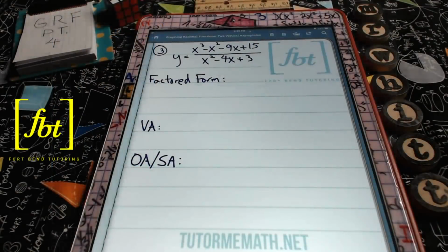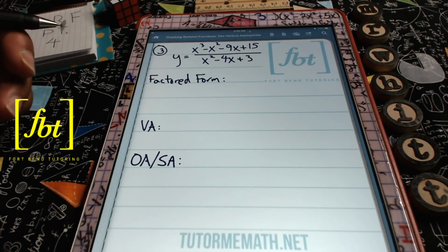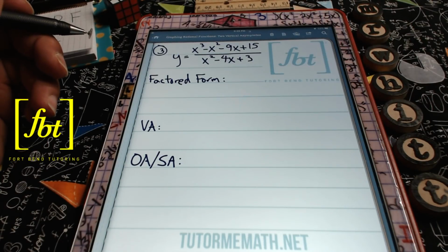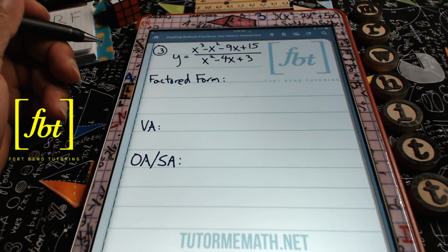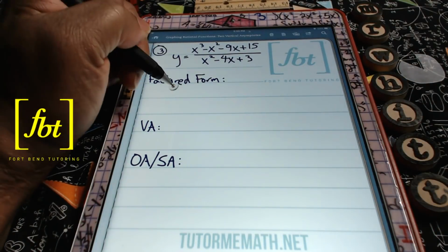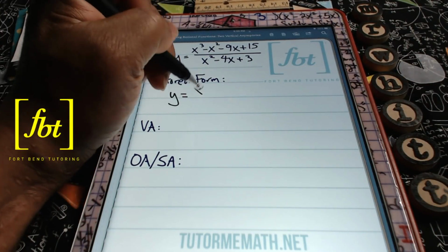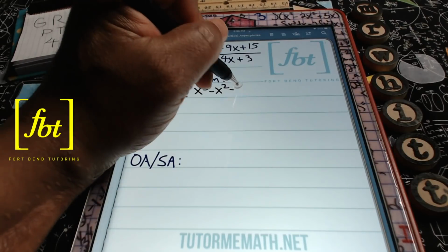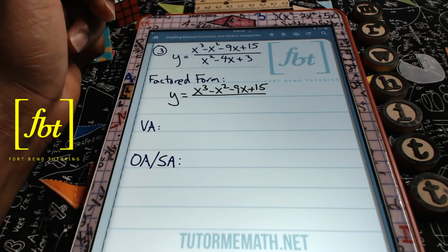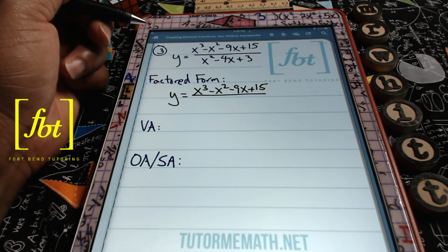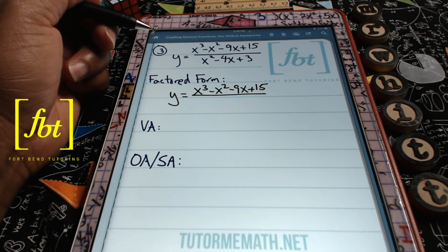Problem number 3. So with problem number 3, we have y equals x cubed minus x squared minus 9x plus 15 divided by x squared minus 4x plus 3. So the first thing we want to do is try to find the factored form. We'll rewrite our function as y equals x cubed minus x squared minus 9x plus 15. Even though you have 4 terms in the numerator and could very well try factoring by grouping, this is not factorable.